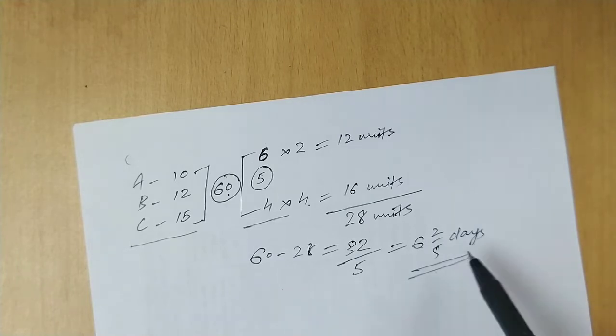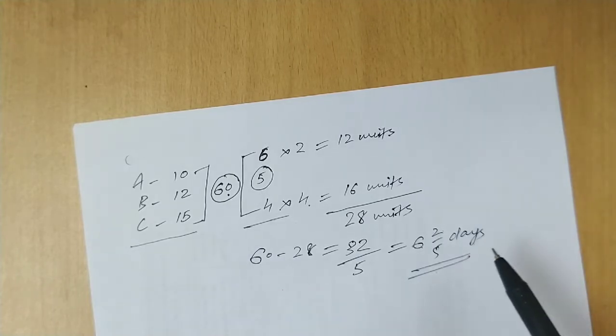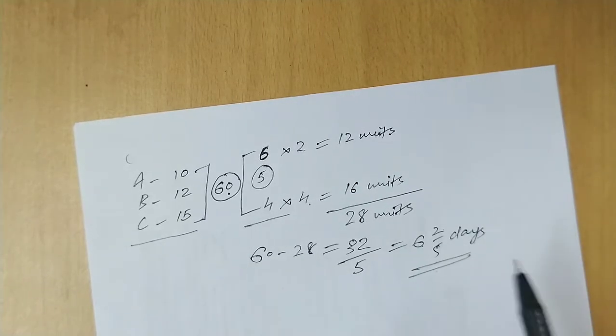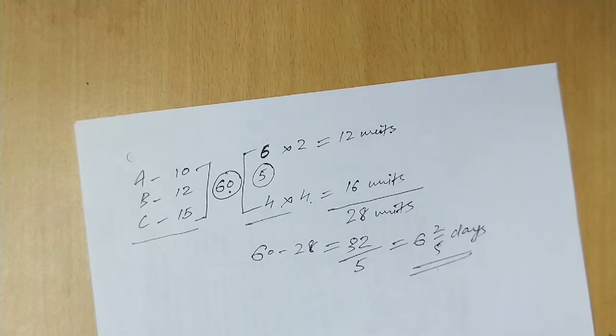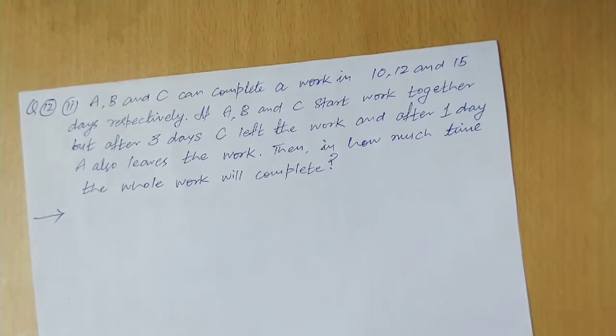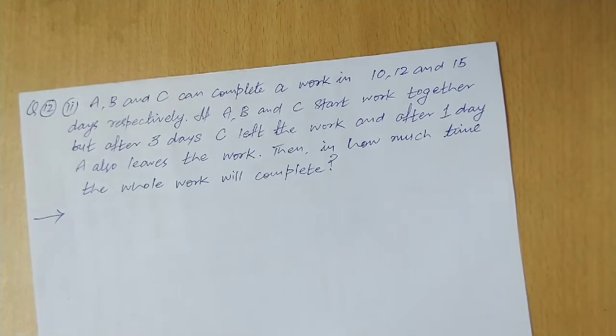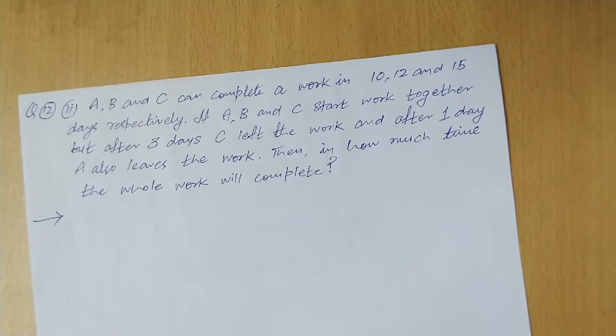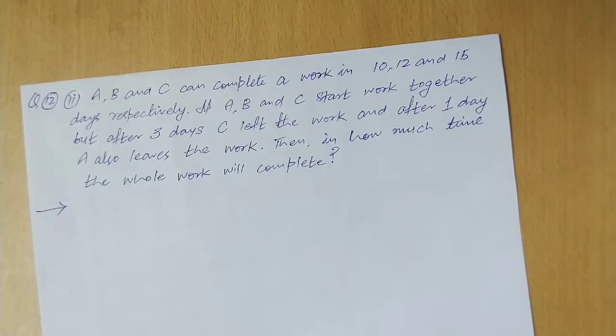So you need to remember that B starts the work along with A and C, and he remains till the end. So he completes the work till the end. Moving on to the next question. It's question number 12, sub 2. A, B and C can complete a work in 10, 12 and 15 days respectively. If A, B and C start work together, but after 3 days C left the work, and after 1 day A also leaves the work, then in how much time will the whole work complete?